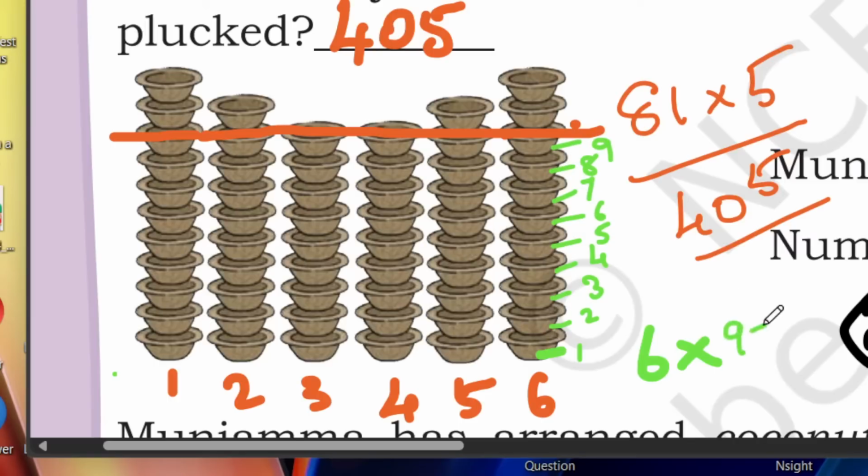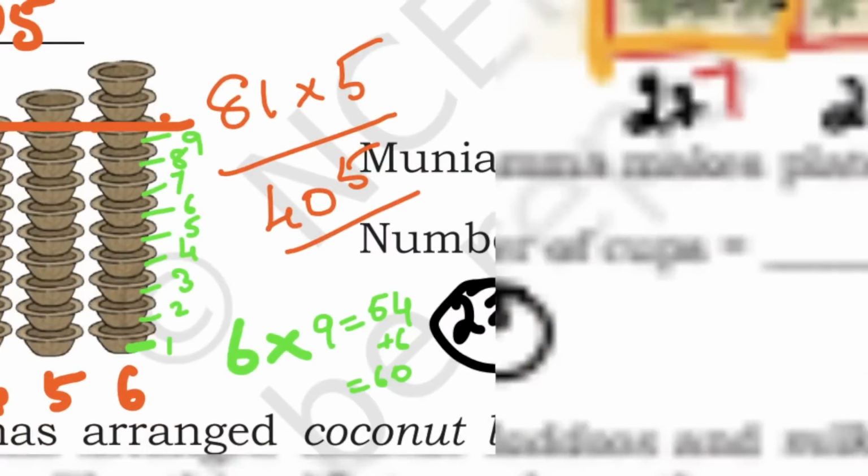6 into 9. So 6 nines are 54. Okay, so we have 54 cups and remaining we have 1, 2, 3, 4, 5, 6. We have 6 more. So 54 plus 6 is 60. So this is one method we can do. In the second method, I'll tell you how to do it.